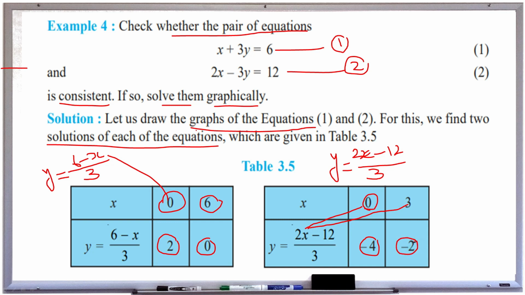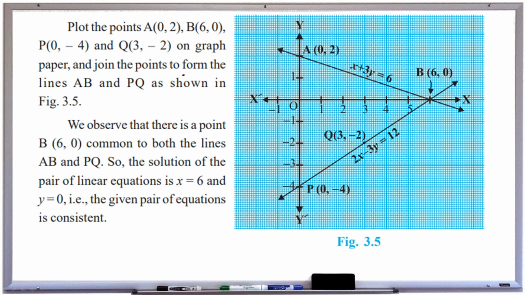Now let us represent these values on the graph. The points we got are A (0, 2), B (6, 0) and P and Q on the graph. Join the points to form the lines AB and PQ. After plotting the points on the graph, this is line AB and line PQ, where the two lines intersect. The point is (6, 0), x axis 6, y 0. This point is the intersecting point.